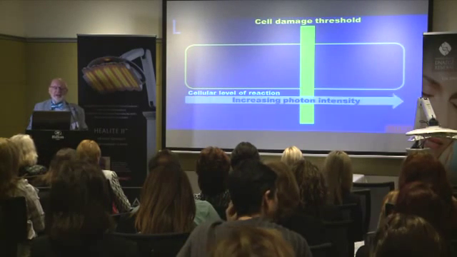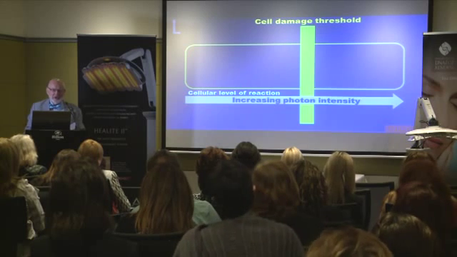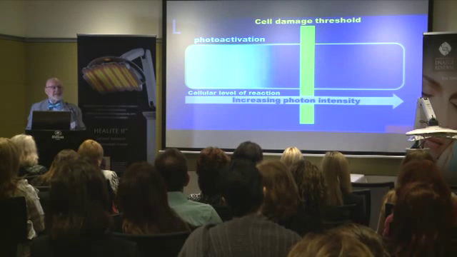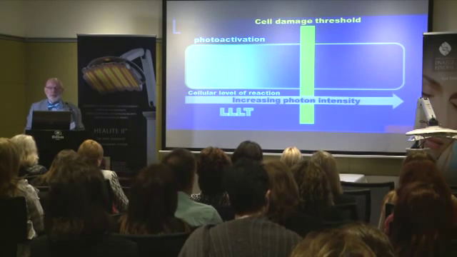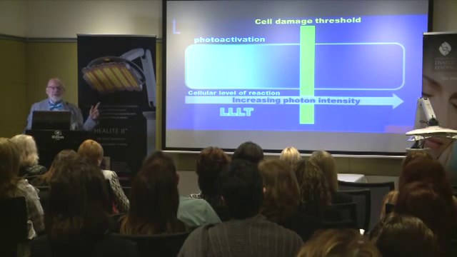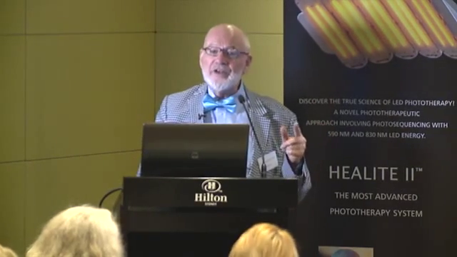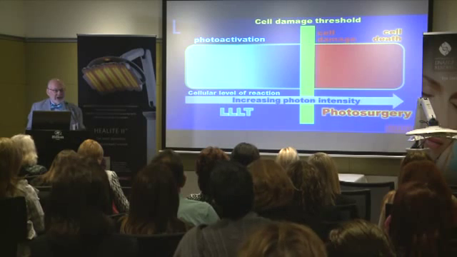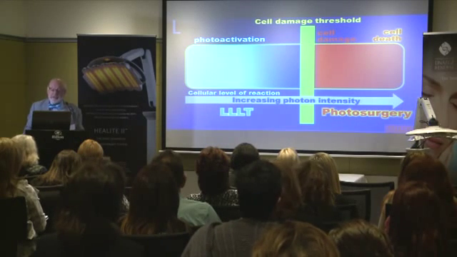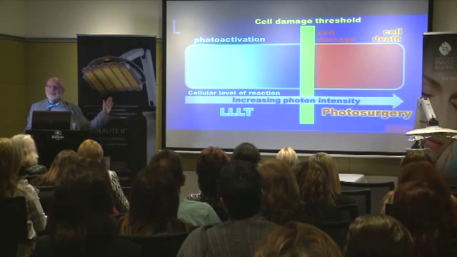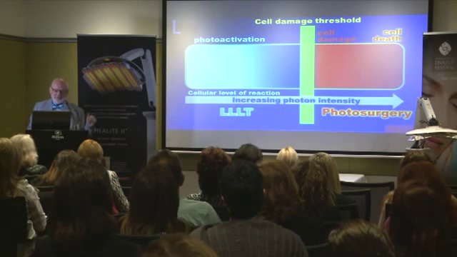When we take a cell and we look at the cell damage threshold and we start pumping light energy in the form of photons into that cell, we get a level of reaction that increases in proportion to the stimulus. And as long as that stimulus reaches the cell damage threshold and doesn't go beyond, the cell is activated, and that's LLLT. But if we go beyond that, first of all, we will damage the cell, and then, if there's enough light, we will kill the cell, and that's photosurgery. So it's this side of the cell damage threshold that we're going to be looking at this afternoon.